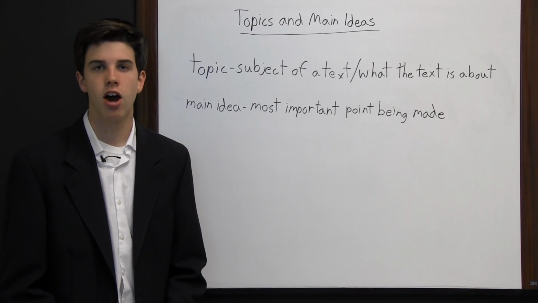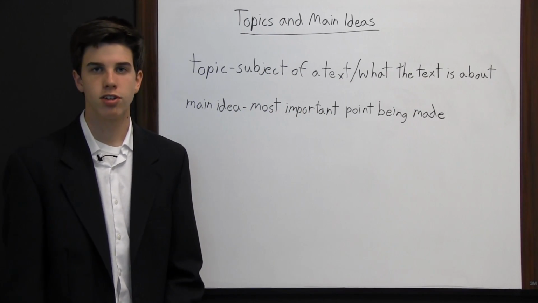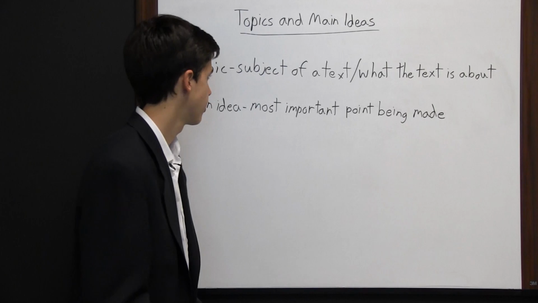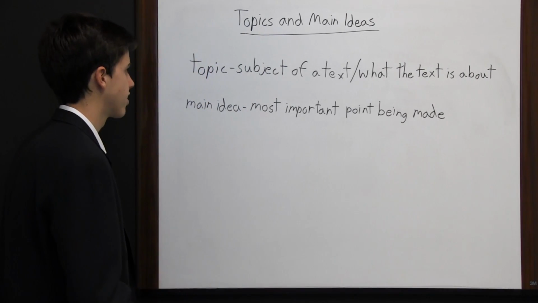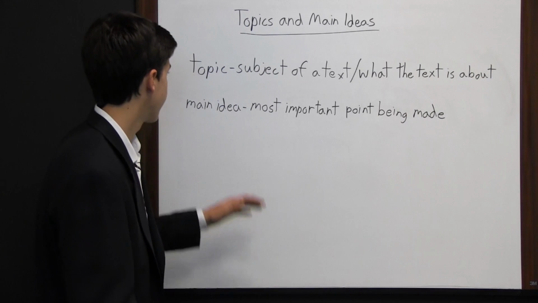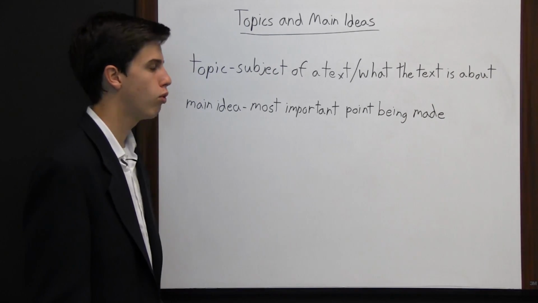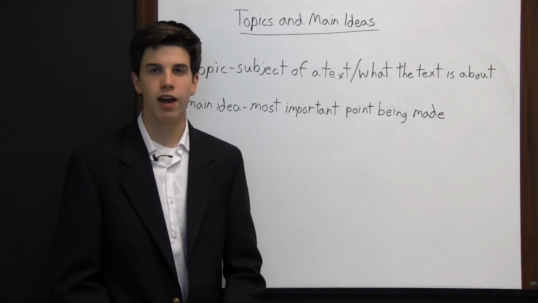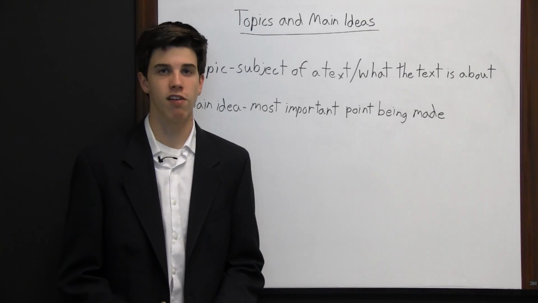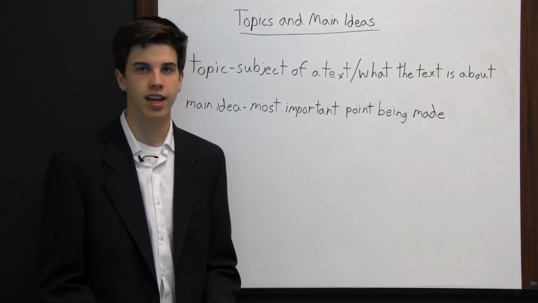Topics and main ideas are vital parts of a paper, so it's important that you know how to find the topic and main ideas. But first we need to understand what those are. A topic is the subject of a text. Basically, it's what the text is about. And the main idea is the most important point being made. Every paper includes a main idea and a topic, and every paragraph also includes a main idea and a topic.